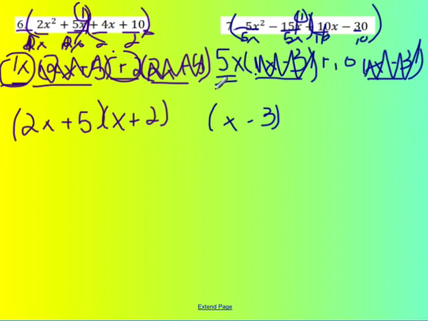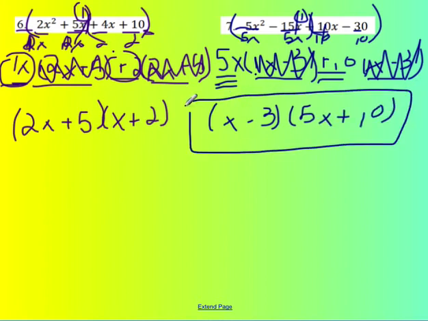And then I'm going to write what was left after that. So that's 5x plus 10 in the second parenthesis. So this right here is my final answer for number 7. Let's do a couple more examples.